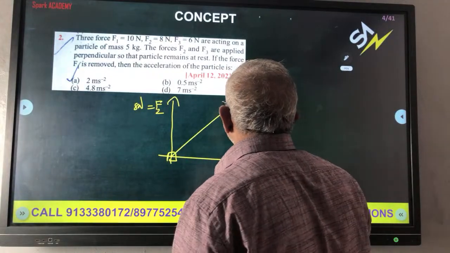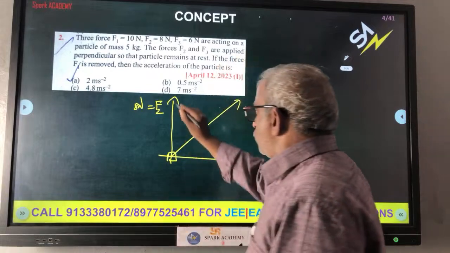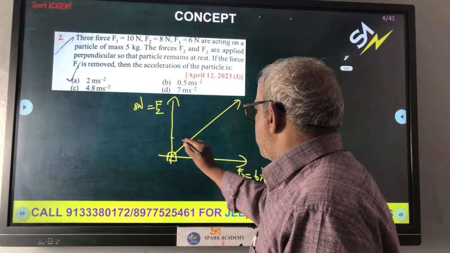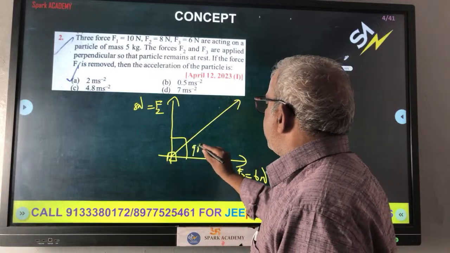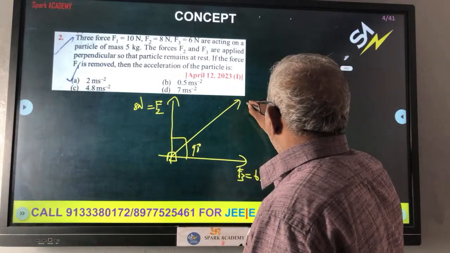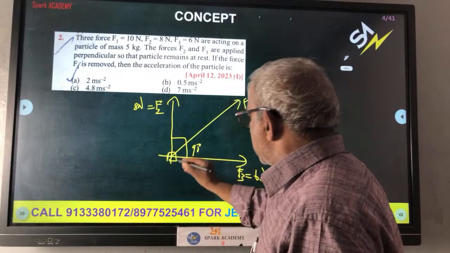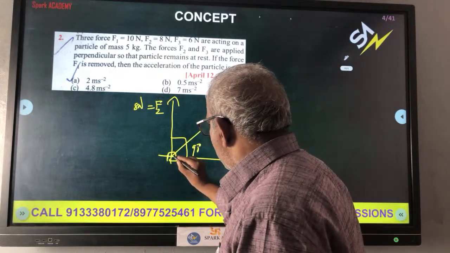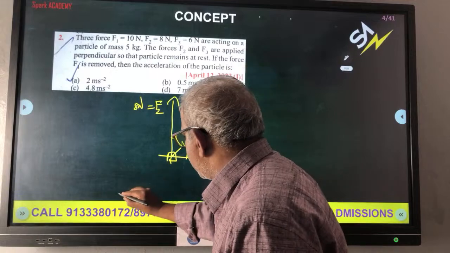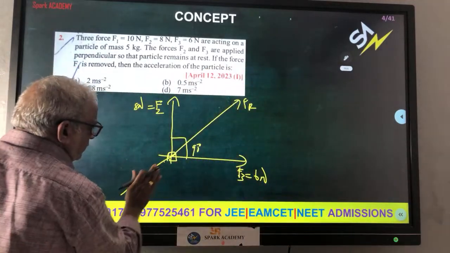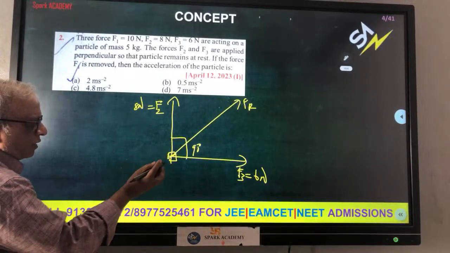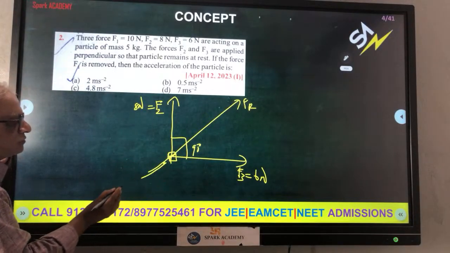I told you just now, the two forces are acting perpendicularly, 90 degrees between them. The body moves in the resultant direction like this. Now, if a third force is applied in exactly the opposite direction like this, the body will remain at rest.